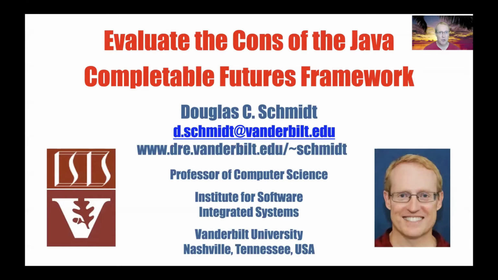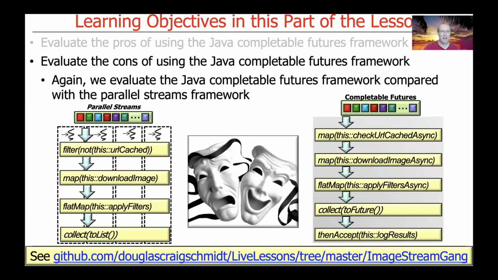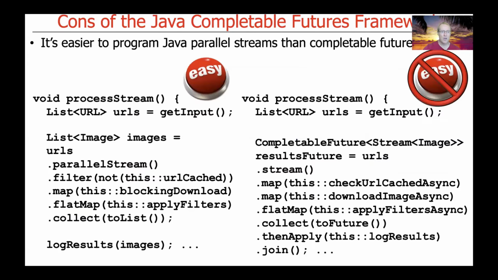So now that we've talked about the pros of the Completable Futures framework, let's switch over and talk about the cons. And as I always say, everything is not going to be rainbows and unicorns. So we have to be very straightforward about some of the downsides to using these technologies. As before, we'll use the parallel streams framework as a touch point to compare and contrast the different alternatives.